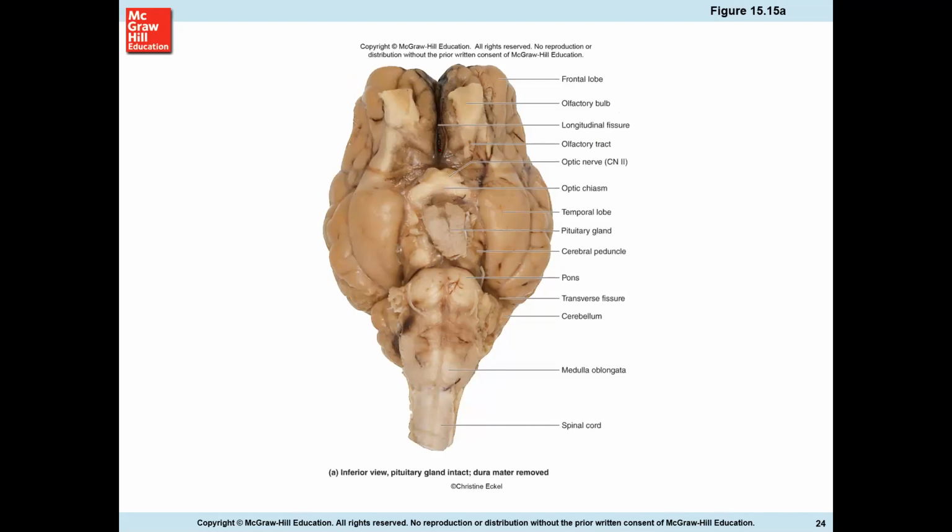You can see the corpus callosum is deep to the longitudinal fissure. So you could peel these apart only so far. Then you have to cut straight down through this to see a mid-sagittal view. You can see the temporal lobes and everything we saw already.